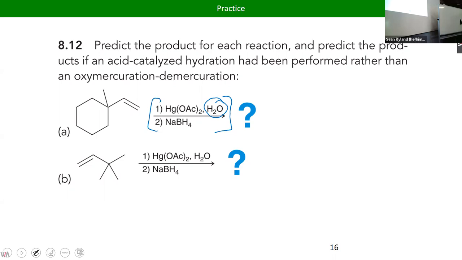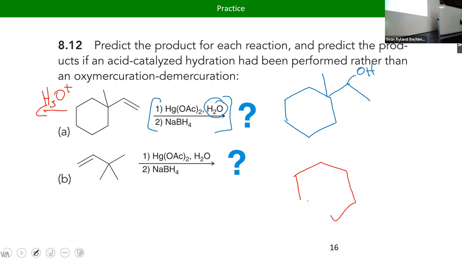So if we go through oxymercuration, it doesn't matter that we are next to a tertiary carbon, actually a quaternary carbon, no rearrangement can happen. If we went through acid catalyzed hydration, I'm just going to draw it over here, but in red, to color code this, we wind up with a methyl shift. Wind up with our OH being added here. Right, we get a carbocation rearrangement.